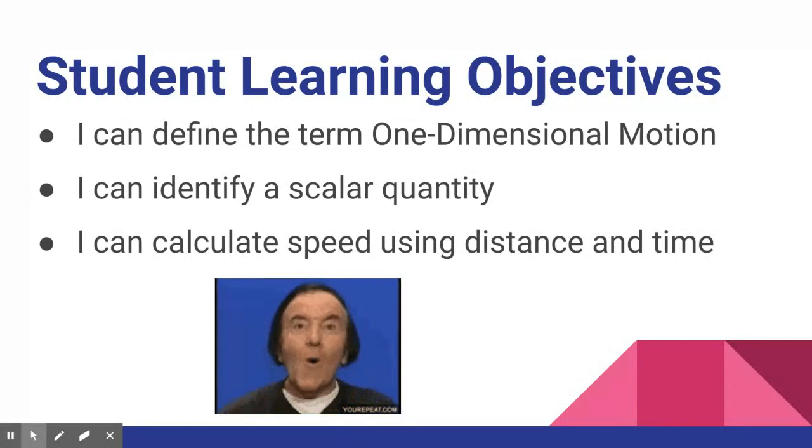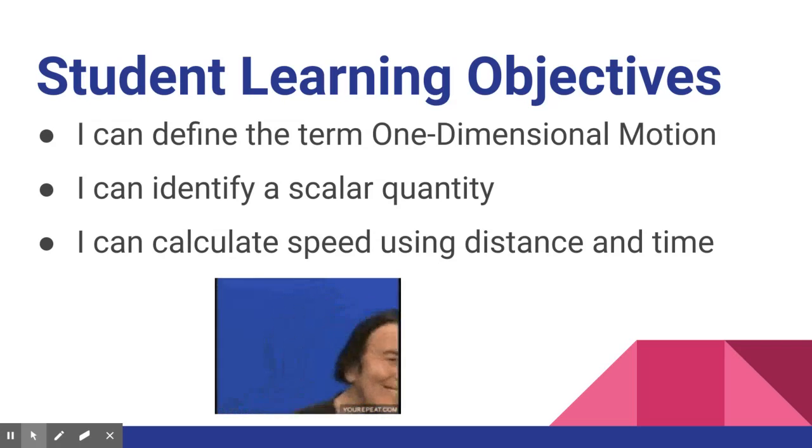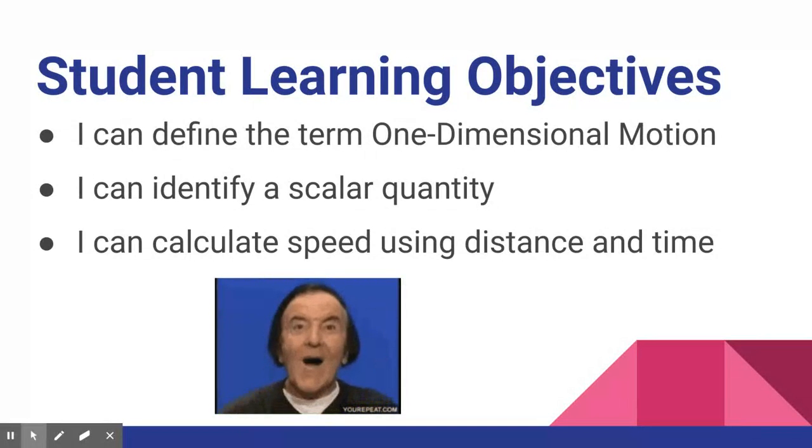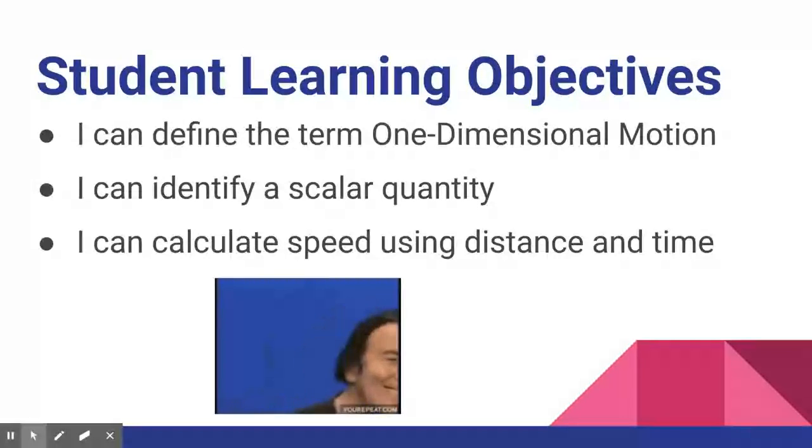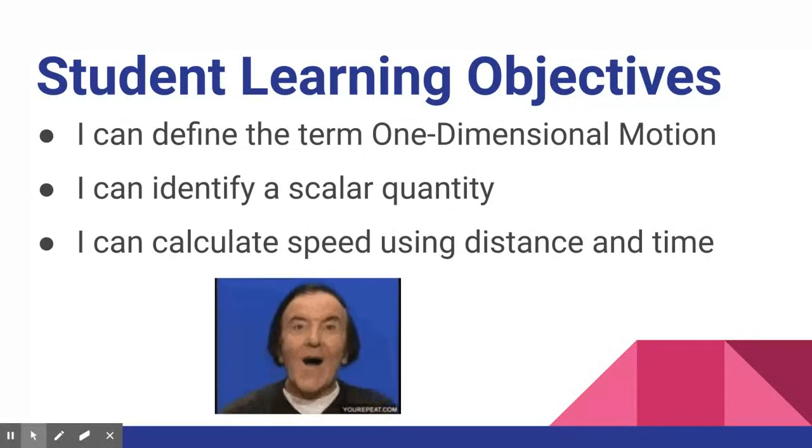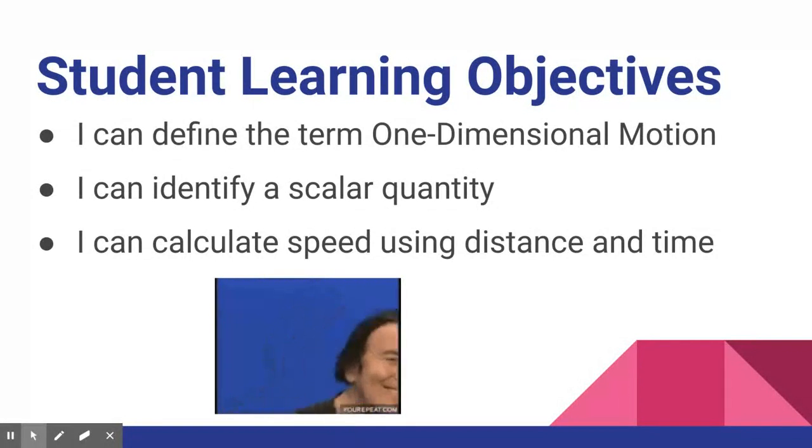I want you to be able to at least define the term one-dimensional motion. This is going to be a fairly simple term, as we'll see in just a bit. I'll walk you through what one-dimensional means and how it applies to motion. Then we're going to identify a scalar quantity. Again, a fairly simple idea, and we have to make sure that we understand what a scalar quantity is and what a vector quantity is. We'll get into vector stuff later on, but we're going to learn what scalar quantities are real quick in this lesson. And then simply calculating speed using distance and time.